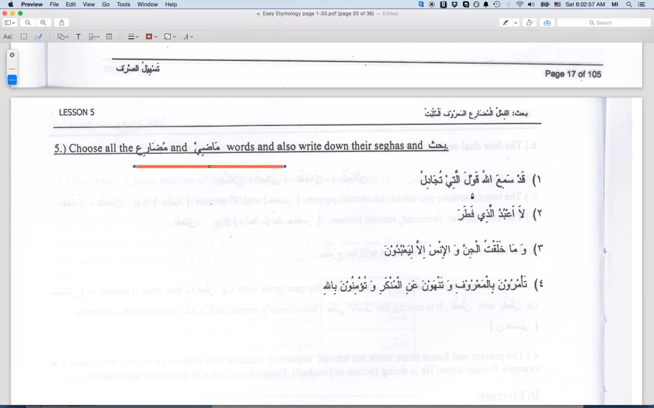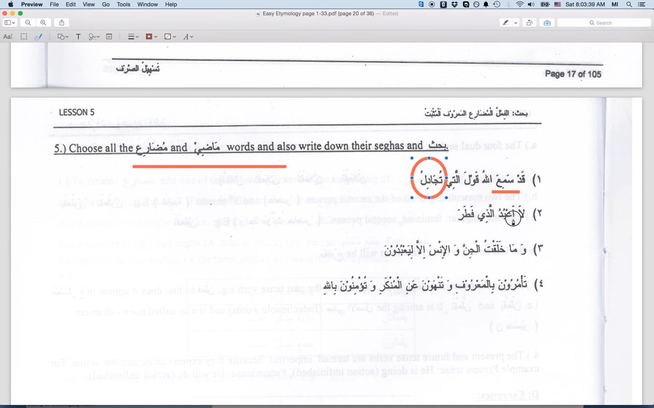قَادَ سَمِعَ اللَّهُ قَوْلَ الَّتِي تُجَادِلُ. So madi قَادَ سَمِعَ. This is madi. This is active. قَوْلَ الَّتِي تُجَادِلُ. جادل يجادل تجادل. So تجادل, this is just put a circle. The circles are mudari. So tujadilu is mudari and samia is madi. Both are active.